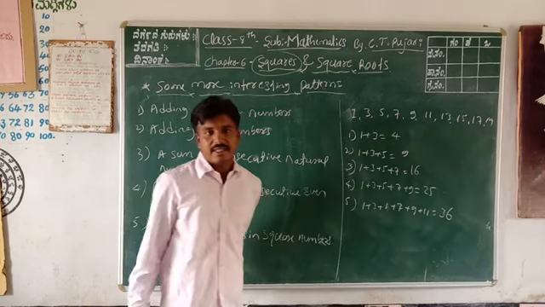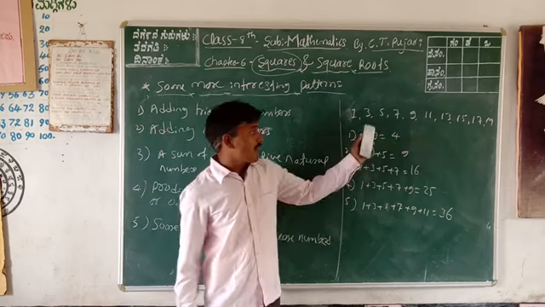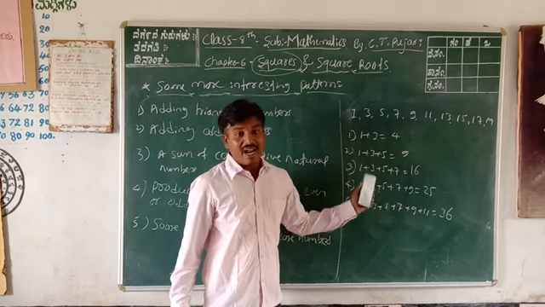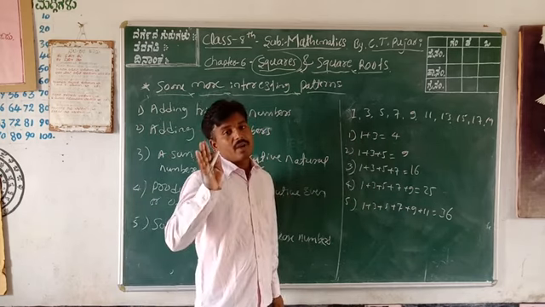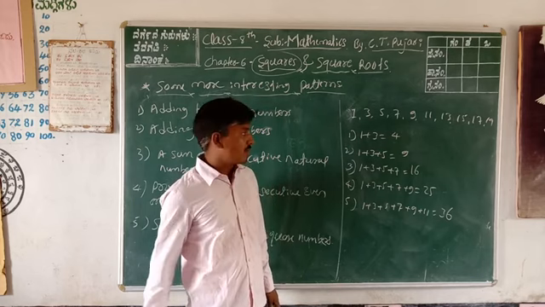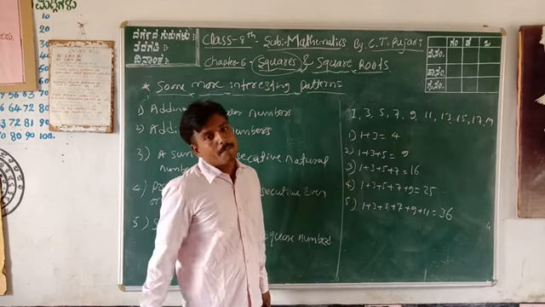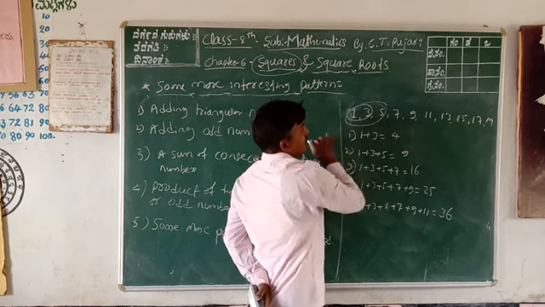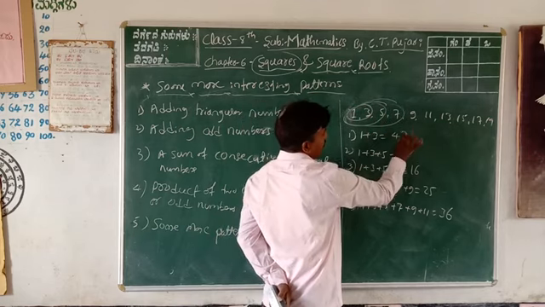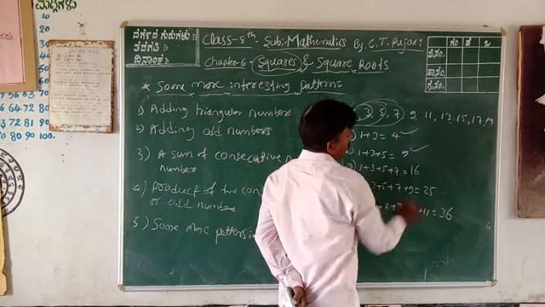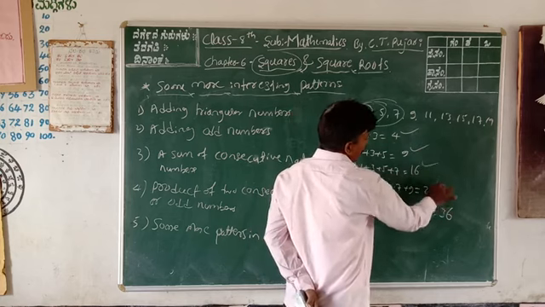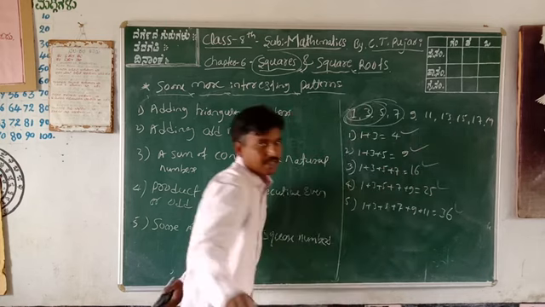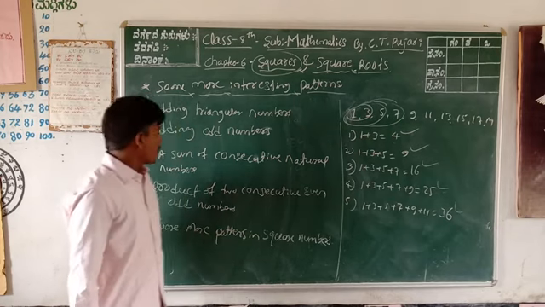This is also a square, 36. Therefore, by adding only consecutive odd numbers you can get a perfect square. Only consecutive odd numbers: these two, again these three, again these four. 4 is a square, 9 is also a square, 16 also a square number, 25, 36, and it goes on increasing. What about the next one?